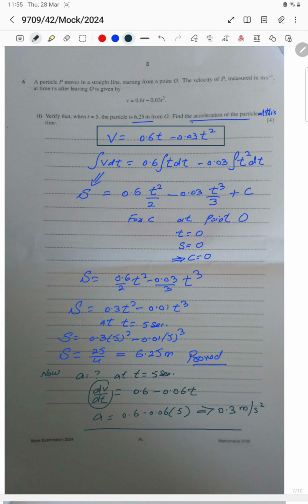Let's proceed to next. Okay guys, in the second part it's given, find the values of t, more than one value of t, at which the particle is traveling at half of its maximum velocity. For maximum velocity, we have to find dv by dt and equate it to 0, since it's a quadratic curve, the shape will be like this. We have to find values of t where the particle is traveling at half of it.